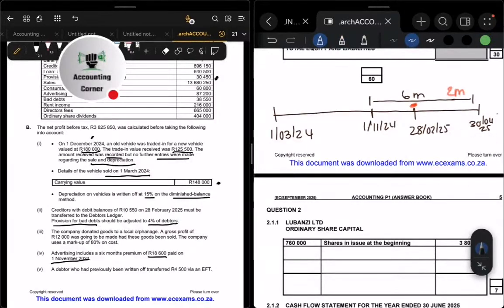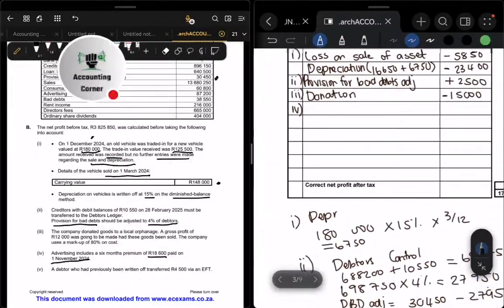The premium is 18,600, so we divide that by 6 to get the premium per month, and multiply by 2 for the 2 months that need to be removed from the current year, which will give us 6,200. Okay, we continue. So that was advertising.